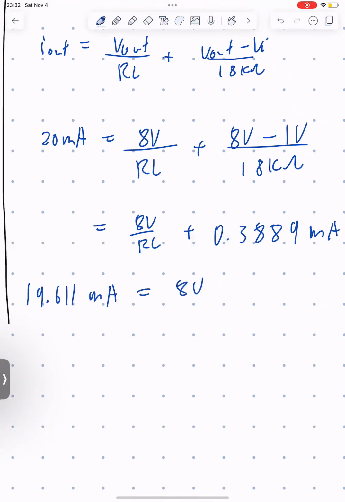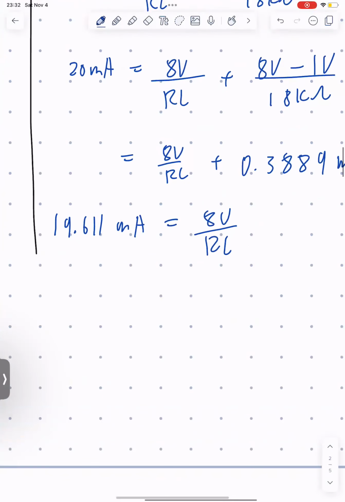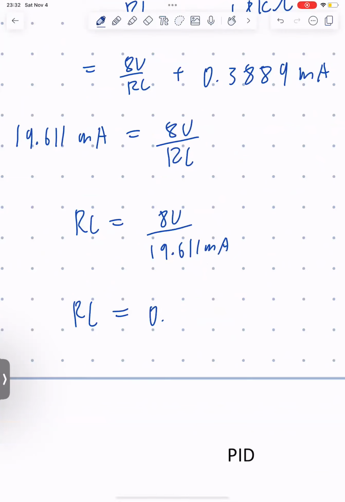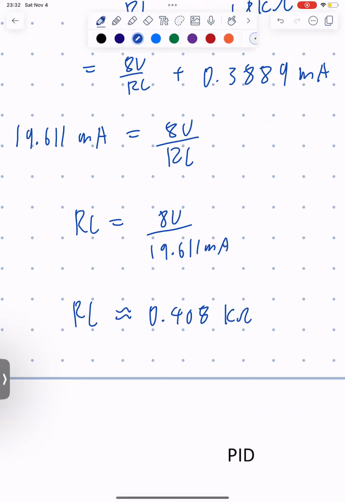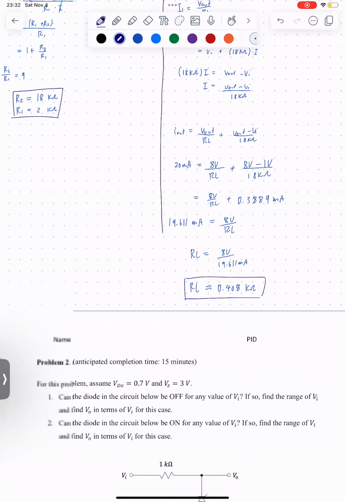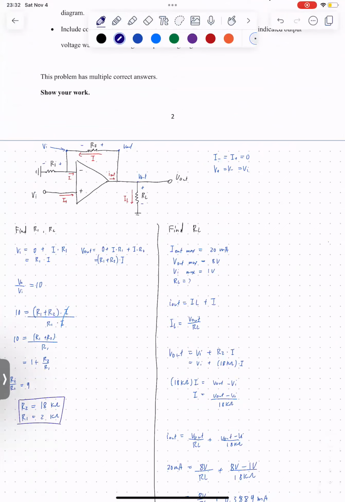19.611 milliamps goes to 8 volts over RL. And then we can get the value of RL equals 8 volts divided by this, which equals, let's do some more calculator, 0.408, roughly. So if we were to set up RL to be 0.408 kilo ohms, it will clip the circuit at positive and negative 8.